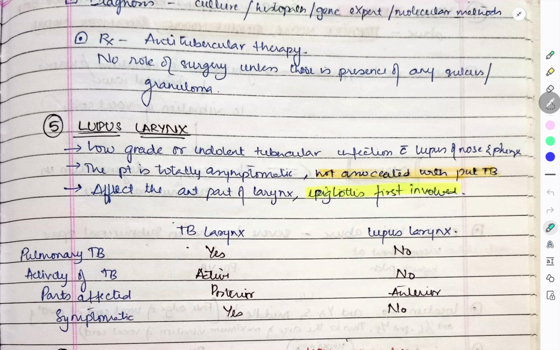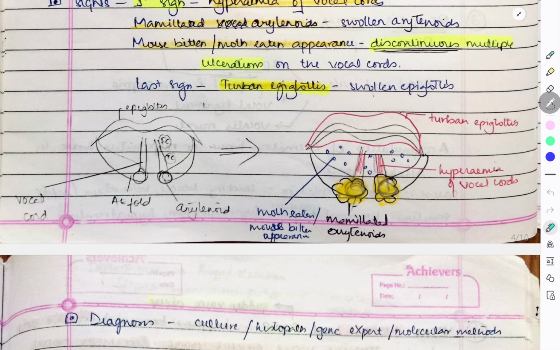So this was about lupus larynx and TB of larynx. So this completes our inflammatory reactions in larynx.